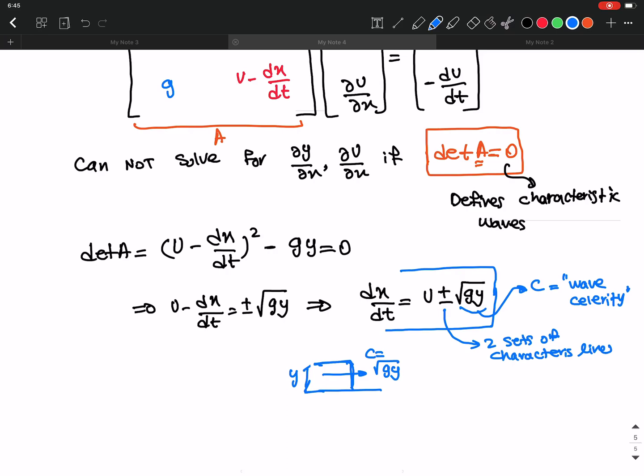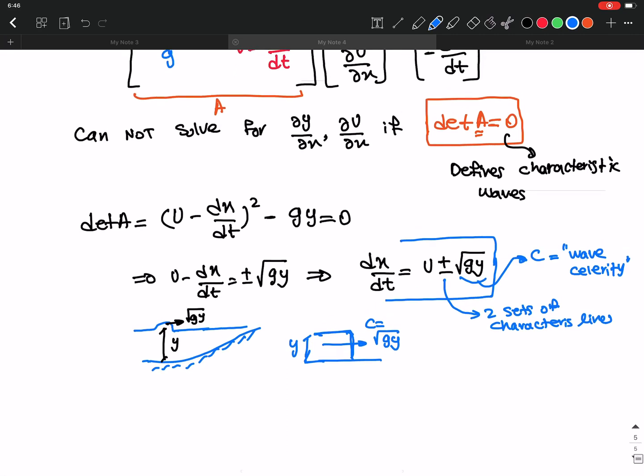Also in coastal engineering, like ocean waves. If this is the ocean surface, and here you have a wave, the speed of this wave is square root of gy, and this is y. Okay, so this is how the waves propagate. These are actually water waves, and this equation is for that.